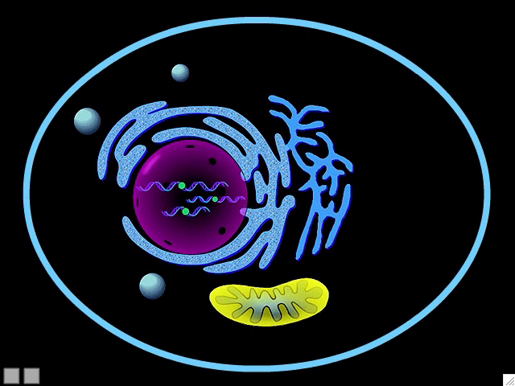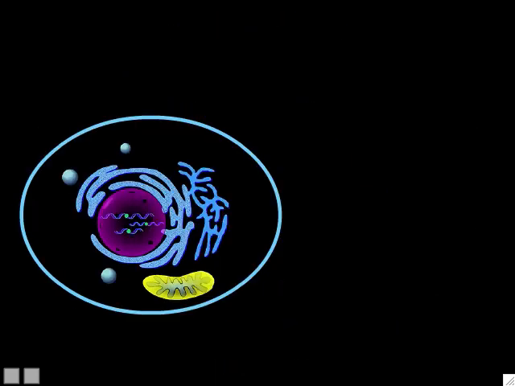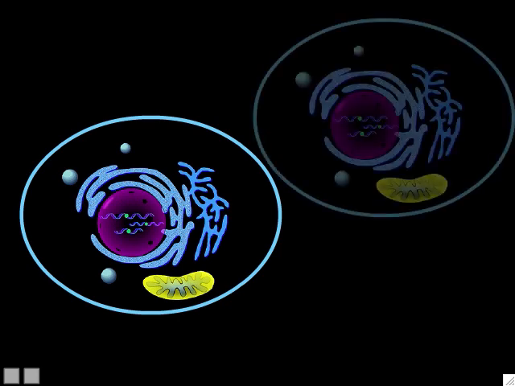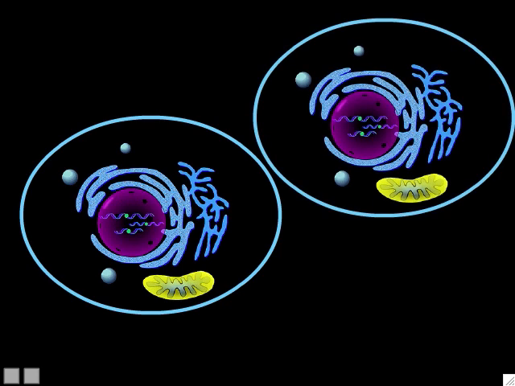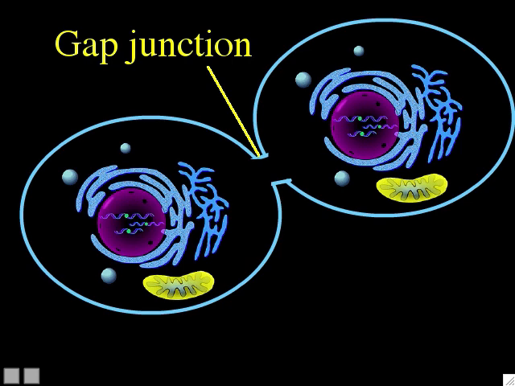Okay, now, let me zoom out on this cell for just a second. There it is. Imagine that there's a neighboring cell right next to this cell that we've been talking about. In some cases, there's a little opening between two neighboring cells so that their cytoplasms are connected. This type of structure is called a gap junction. And just so you know, not all cells have this. Not all cells connect to their neighbor's cytoplasm with a gap junction, but some cells do.